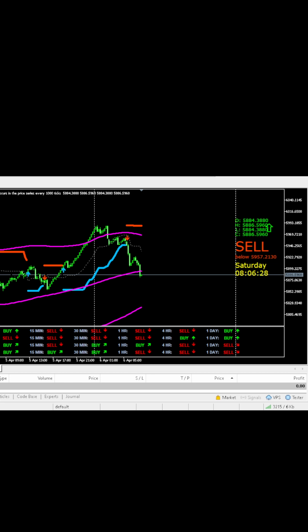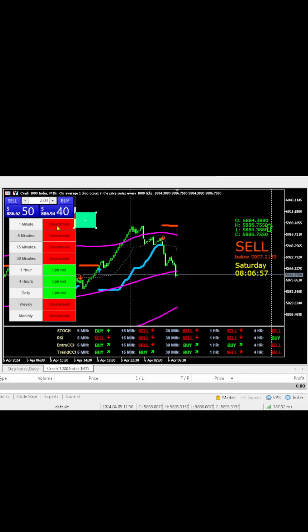If you direct your attention to the screen, guys, this is a chart on Crash 1000, and on Crash 1000 there is a sell example. I'm going to show you why I say it's a sell example. Just give me a second. There are a few things that we can look at on this particular chart.